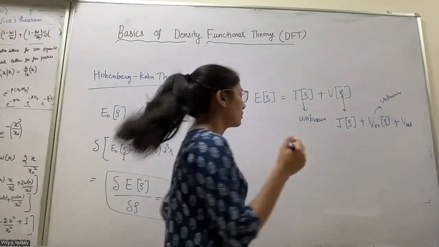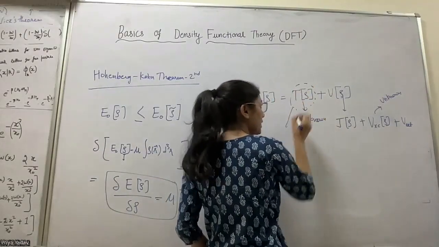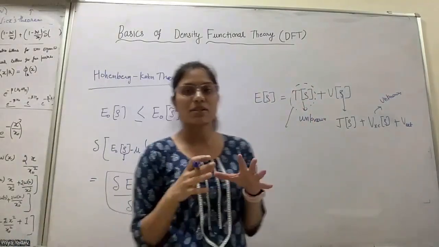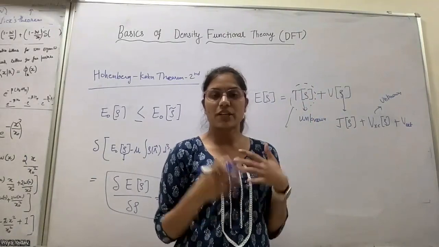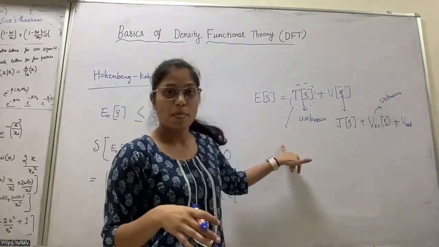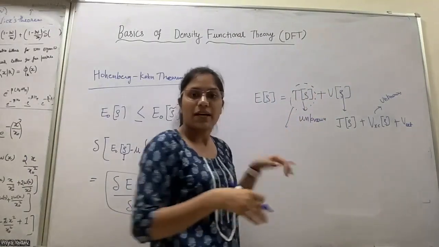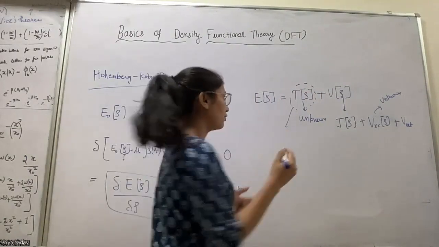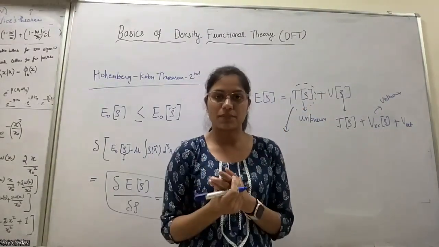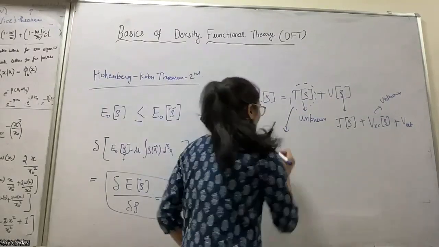Writing this part explicitly as a functional of rho and solving the Euler equation is known as orbital free density functional theory. So that's what we do, and it is actually the original DFT. This is one way that I write it. I solve the Euler equation. The other option was that if I can't write anything, then I have to approximate it, right? That's what Kohn and Sham did.